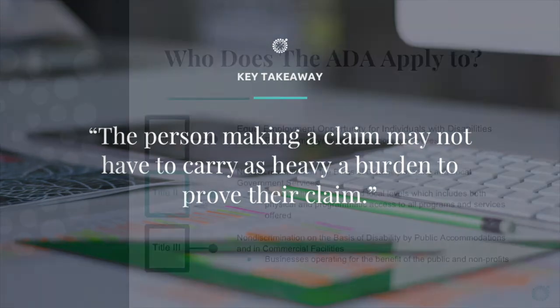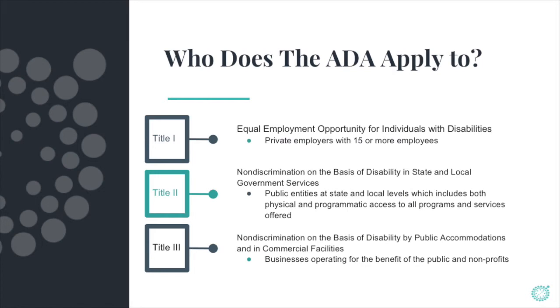So who does the ADA apply to? In short, businesses covered by the ADA are under Title I, that's equal employment opportunity for individuals with disabilities. So that's private employers with 15 or more employees. Title II covers non-discrimination on the basis of disability in state and local government services.